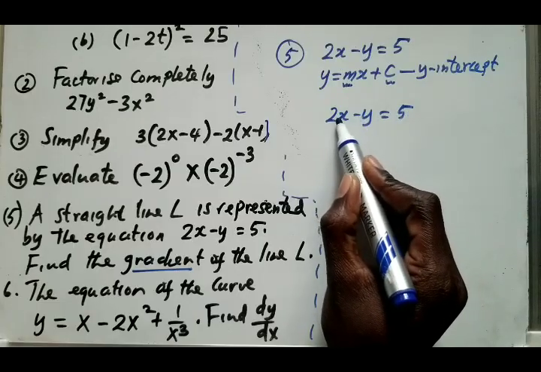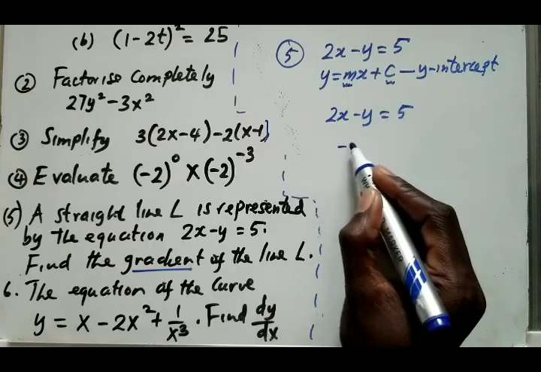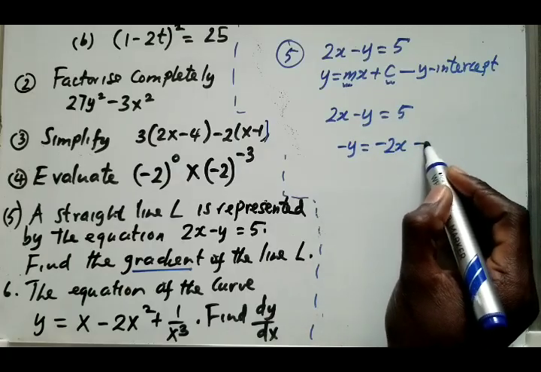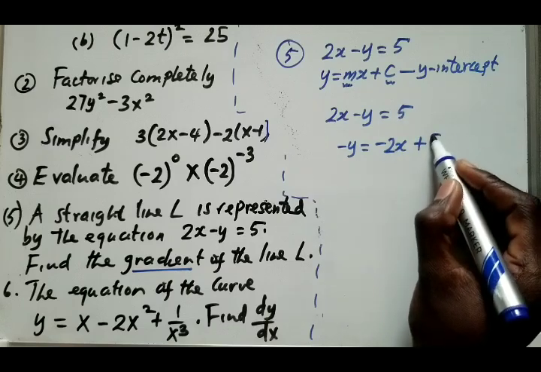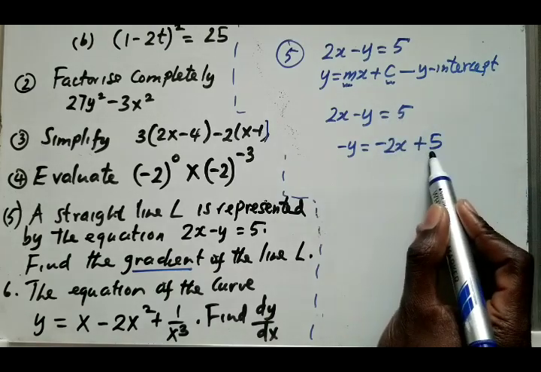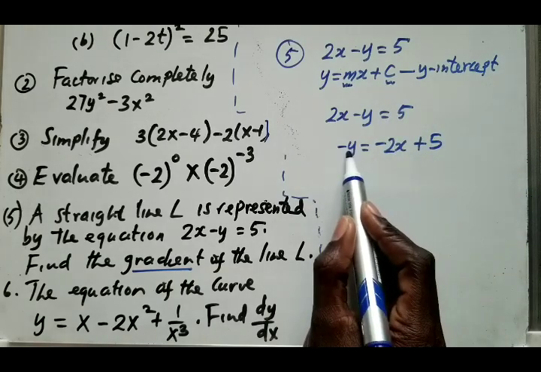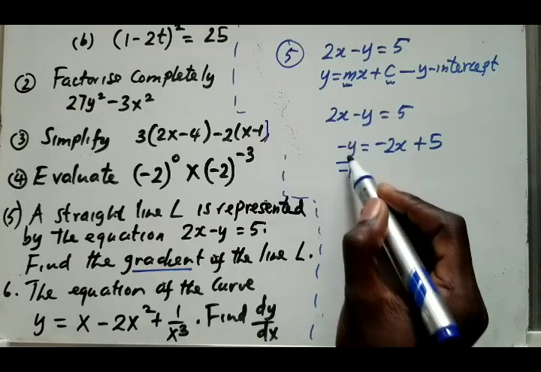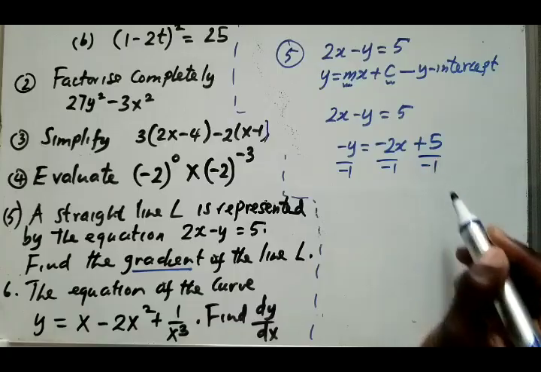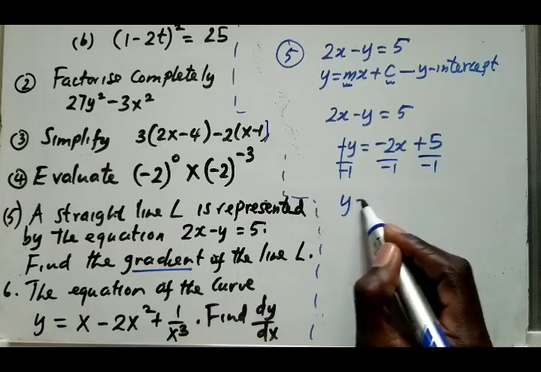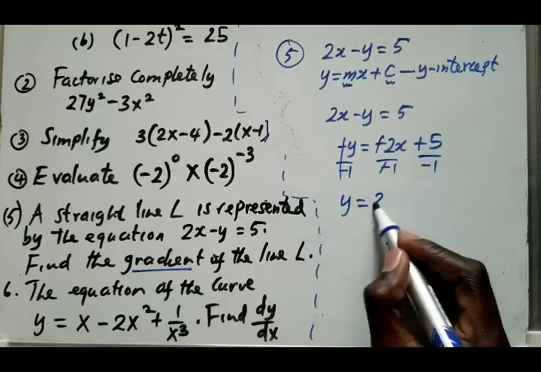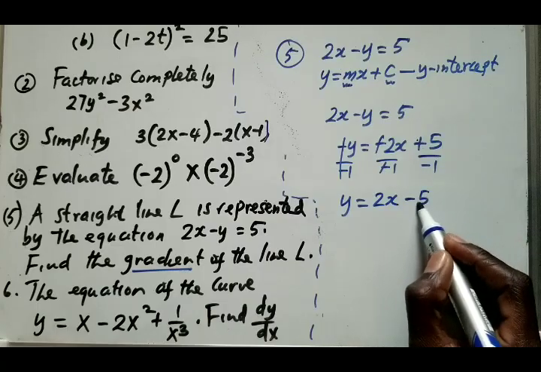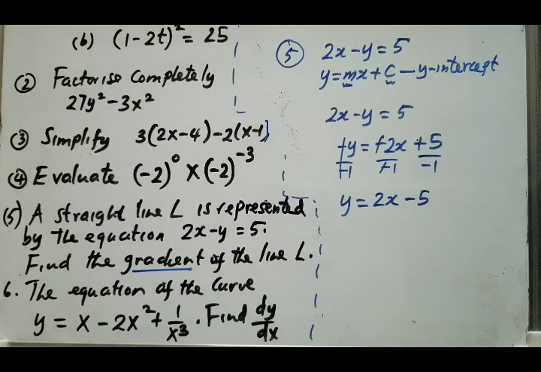So this 2x will go to the other side, so I'll remain with negative y is equal to, the sign will change, it will be negative 2x. This 5 will be pushed to the far end, it is having positive, that's why I've written positive 5. We just want to remain with y, so I'll divide throughout by negative 1. There's a negative 1 there, so I'll divide throughout by negative 1. So it will be y is equal to, negative and negative cancel, so it will be 2x. Positive and negative is negative 5. 1 into 5, you know that is 5.